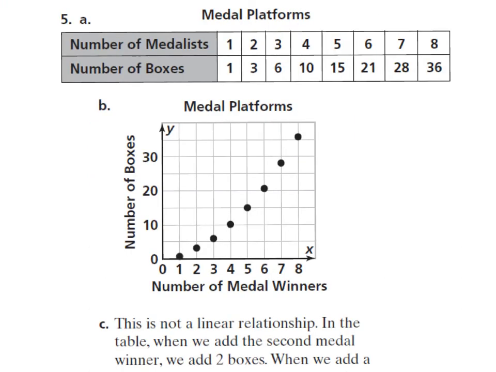In question 5, the results are made in a table and in a graph, and then students are asked to decide if it's linear or not, and it is not a linear relationship, as you can see from the change in this variable here that is not constant, and also from the graph that is not a straight line but curves.